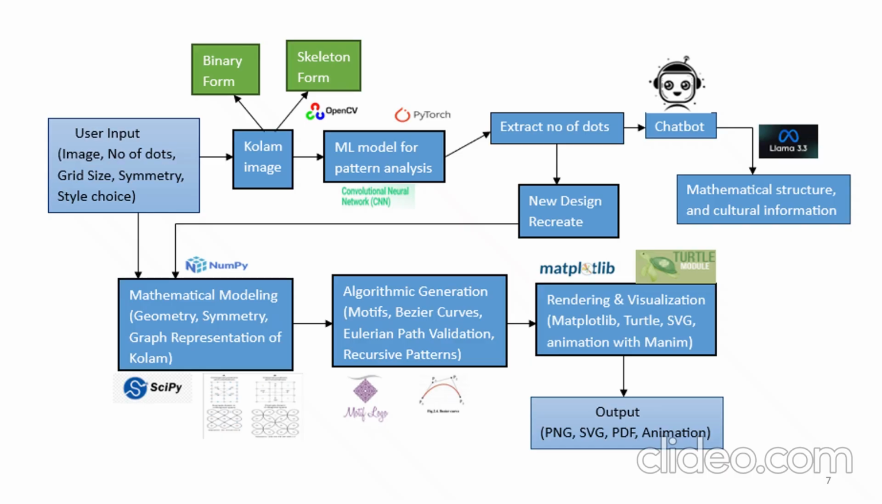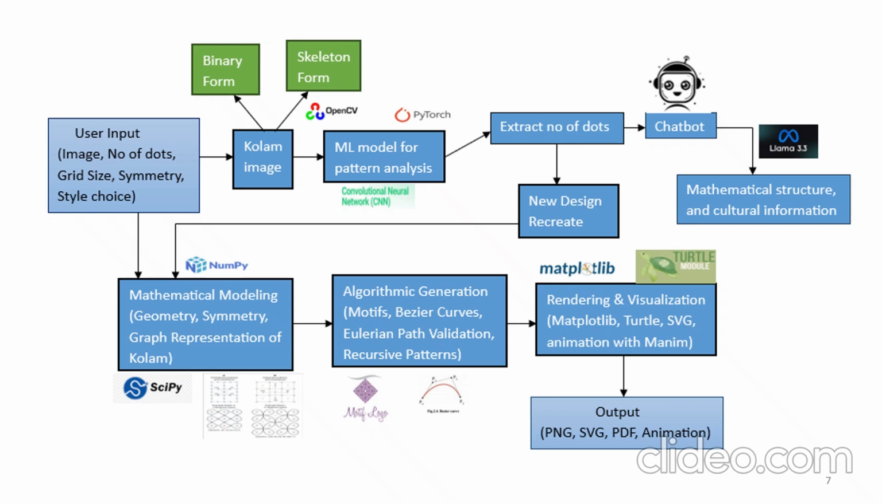Our next step is algorithmic generation. From the previous stage, algorithms based on Bezier curves, Eulerian path checks, and recursive patterns are applied. This ensures smooth, accurate, and repeatable column design.